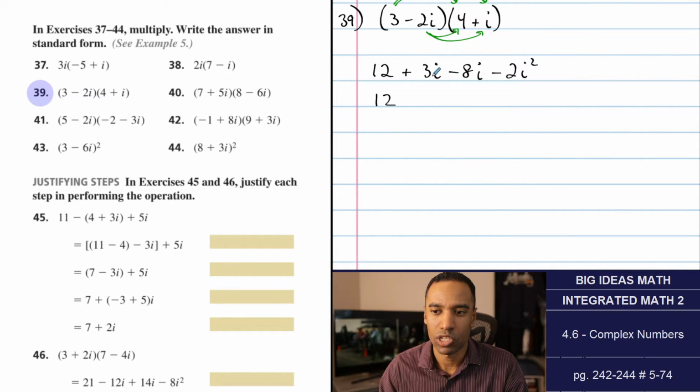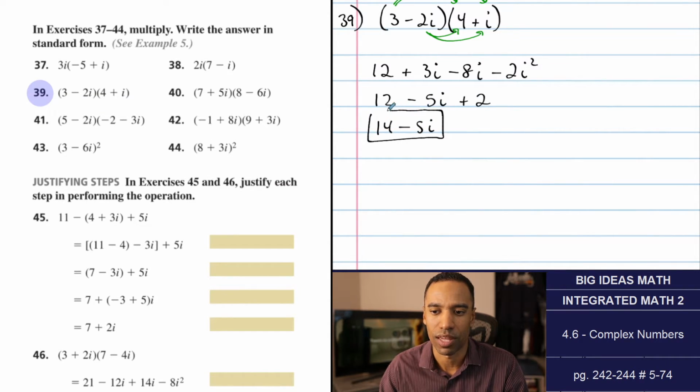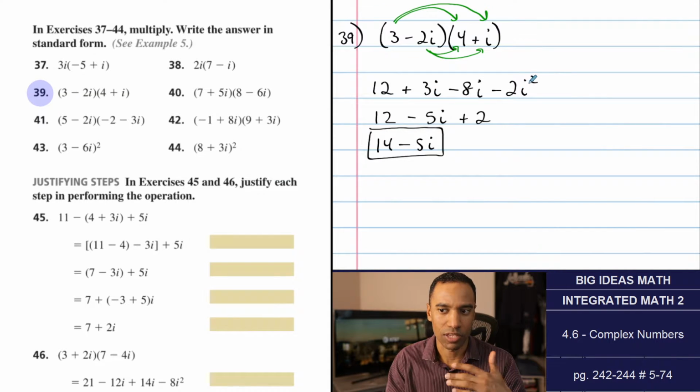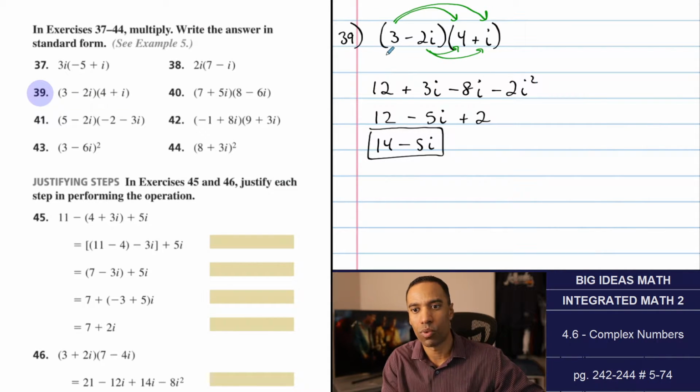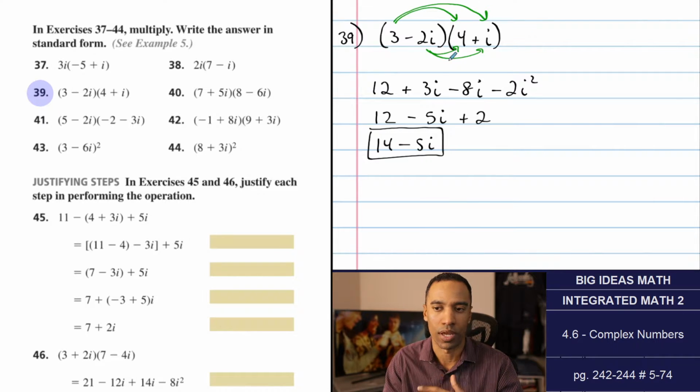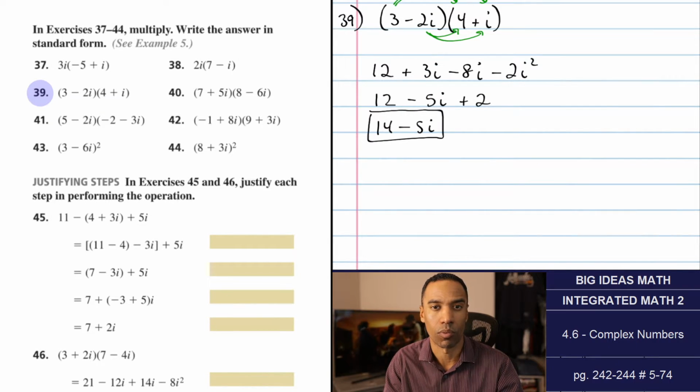We get to combine like terms with the 3i minus 8i to get negative 5i. But the negative 2i squared, we just saw this on the previous problem, it's plus 2. And 12 plus 2 is 14. So we get 14 minus 5i as a result of that. So the i squared comes into existence here with FOILing. We don't just multiply real with real. It's every part that gets multiplied, just like it would for variables.